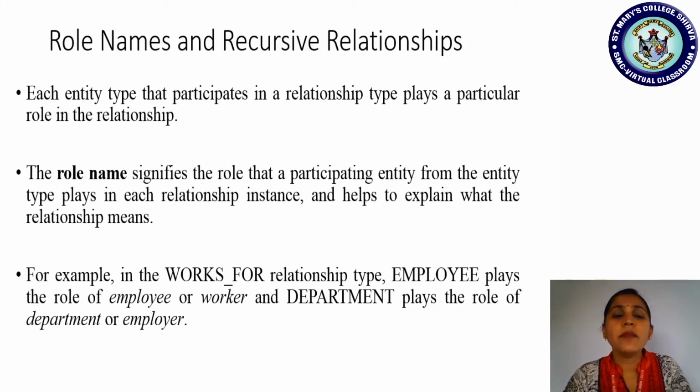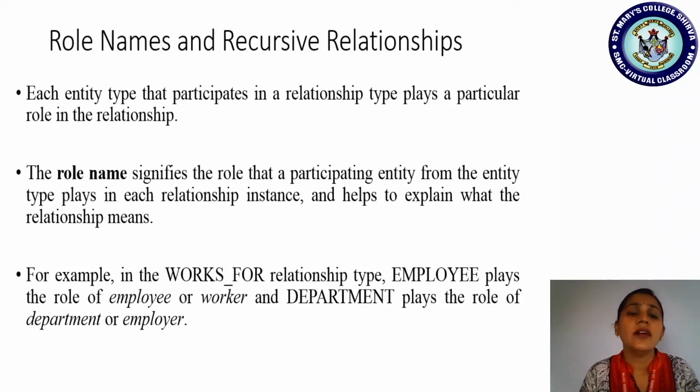Okay, so the role name has its own significance while participating in a relationship with another entity. That role name explains, in the design schema, what kind of relation exists between the entities. For example, in the works for relationship type, employee plays the role of employee or worker. He is in the worker role, and department plays the role of what? Department or employer. So when both entities are in the relationship, what is the role with respect to the employee? They are the workers or employees.